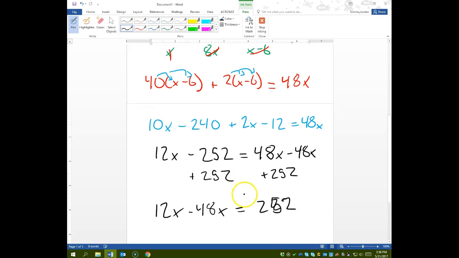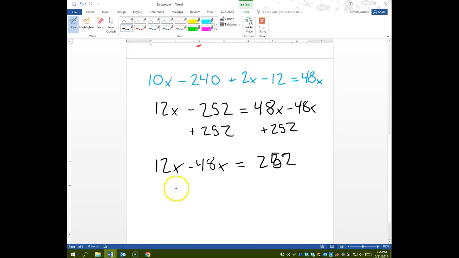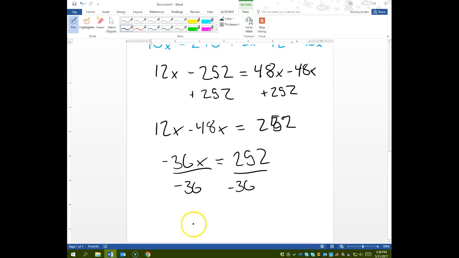That's going to equal 252. So 42 minus 48 is negative 6x. And that's going to equal 252. And we'll divide both sides by negative 6, and that should give us our variable, right? 252 divided by negative 6, no clue. Get the calculator out. Negative 42. So there is our solution, buddy.